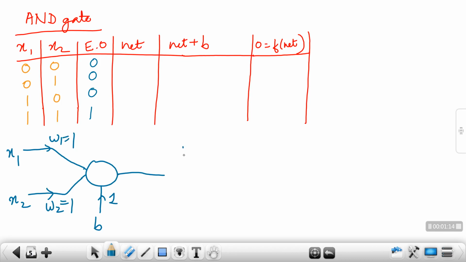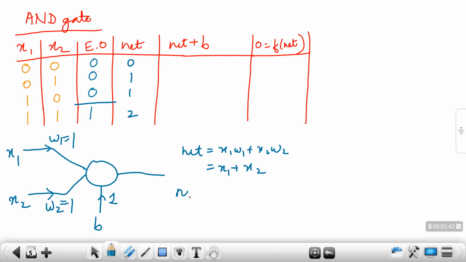So what will be the value of net? Net, as you know, will be x1 W1 plus x2 W2, and since W1 and W2 are equal to 1, it will be x1 plus x2. So we get the value of net 0, 1, 1, 2. Now as we know, the threshold should be such that it will divide this. So the first three inputs should give 0, 0, 0 and the next input should give 1.